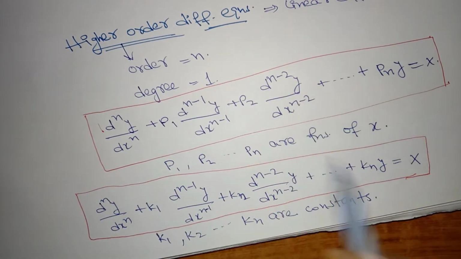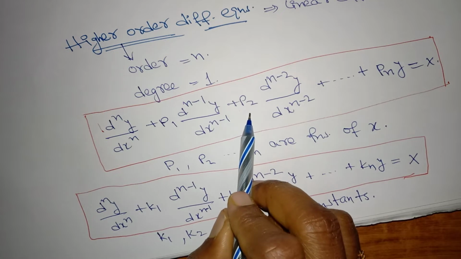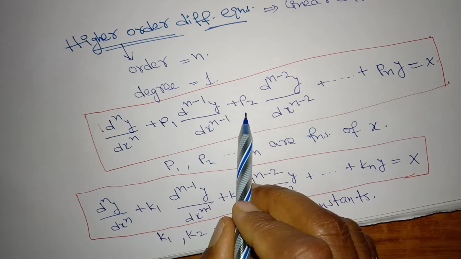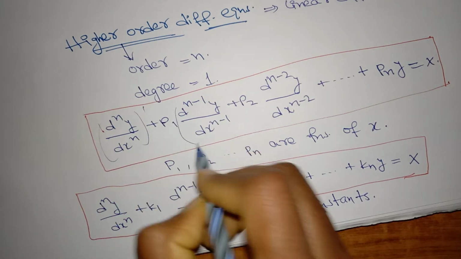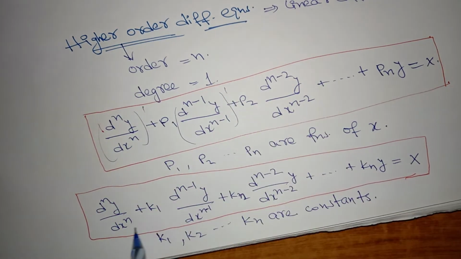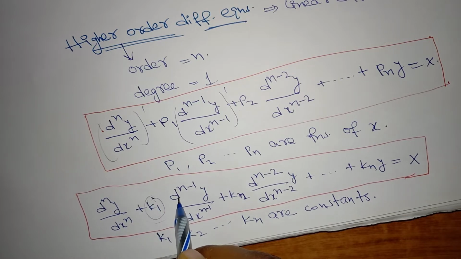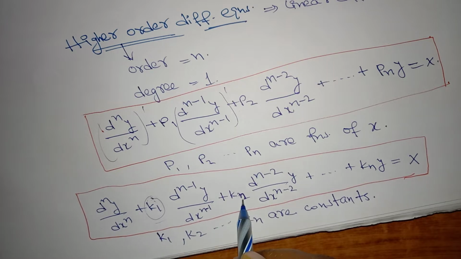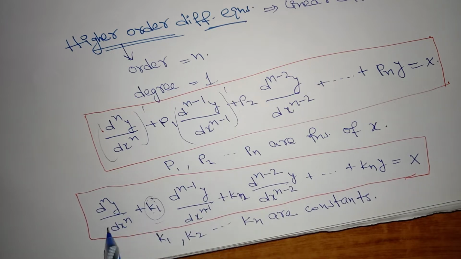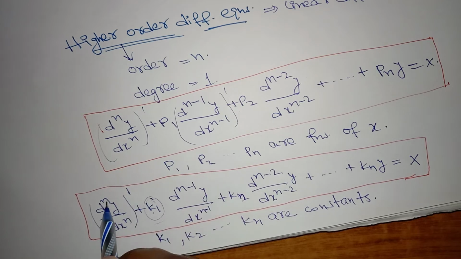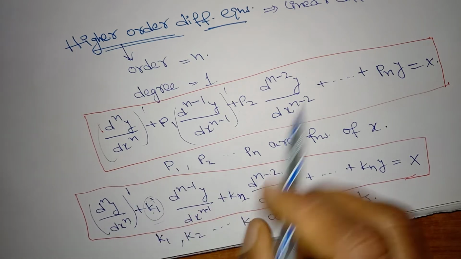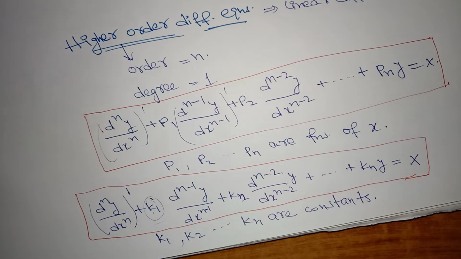This is a linear differential equation of higher order, the order will be n and the degree is 1. Here in these equations the coefficients of the derivatives are constants, the degree will be 1 and the order will be n. These two are linear differential equations.